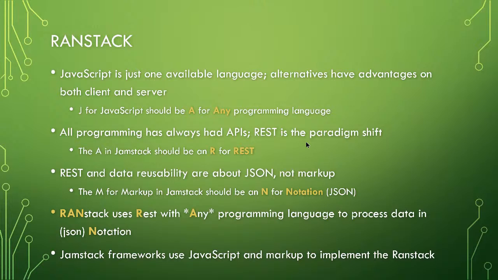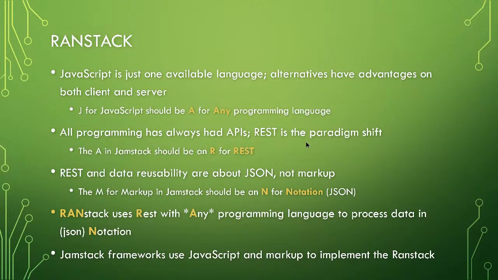So I think JavaScript is not the right technology, and I would say the J in Jamstack should really be an A, because I can use any programming language. Yeah, there are lots of JavaScript frameworks, but that doesn't really address my problems as a backend programmer. All programming has always had APIs. REST is the real paradigm shift. Once you start using JSON and REST, XML looks like it was holding back the industry for decades. And so you need to switch to JSON if you're still using XML.